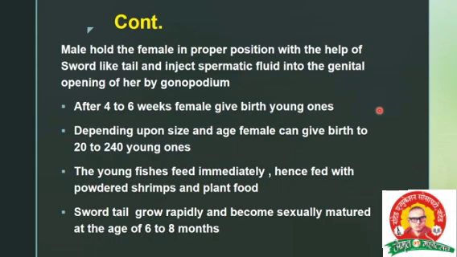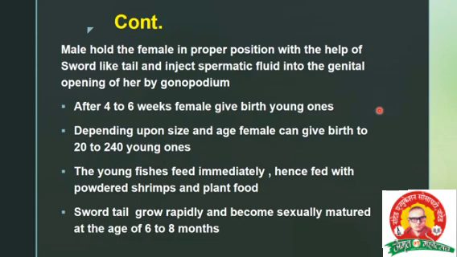After 4 to 6 weeks, females give birth to young ones. The gestation period is going on for 4 to 6 weeks. Successful copulation takes about 5 to 7 seconds. Depending upon the size and age, the female can give 20 to 40 young ones. Depending upon the female's capacity and age, the young can take food immediately. Hence, feed them with powdered shrimps and plant food, because already we know it is omnivorous in habit.